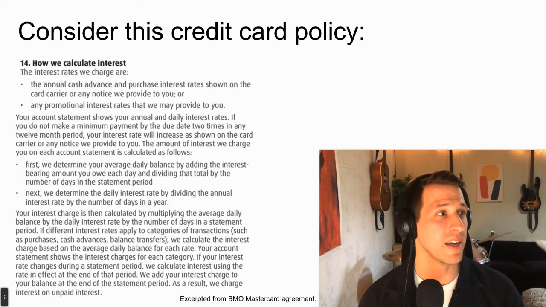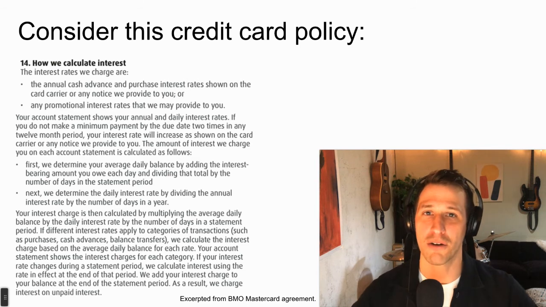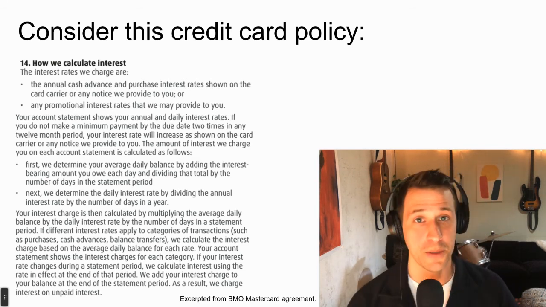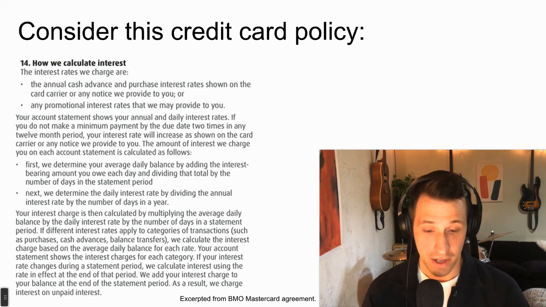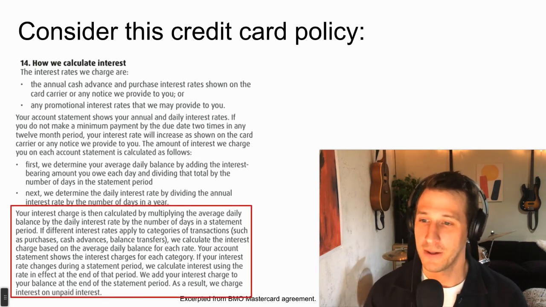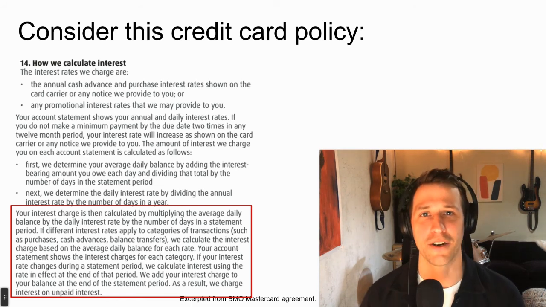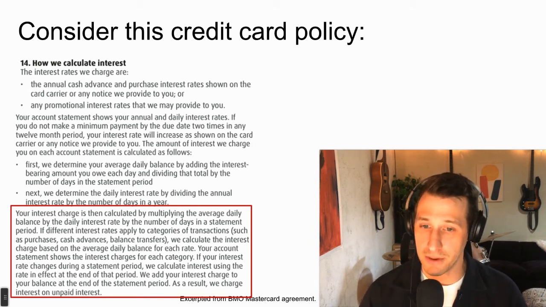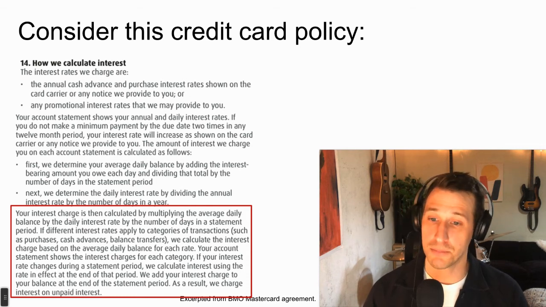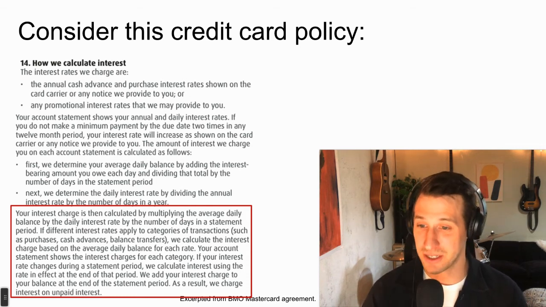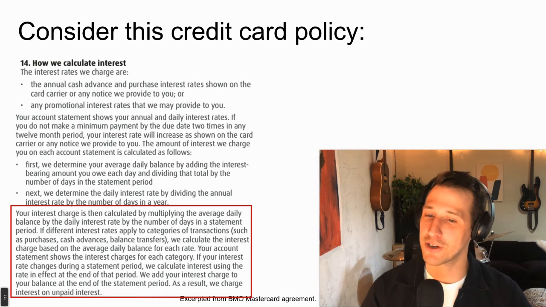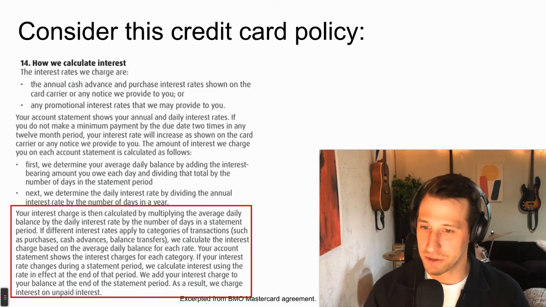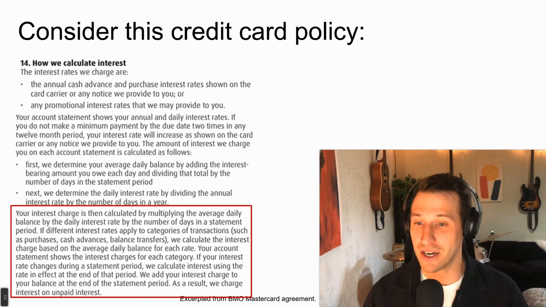So I was thinking about what's something I've come across lately which I would call a rich text. And I thought about my credit card policy. To be honest, I haven't gone too deep in here. I don't know if you have. So I started reading through here and I focused on this part. How is my interest calculated on my credit card if I don't pay it? It says, my interest charge is then calculated by multiplying the average daily balance by the daily interest rate by the number of days in a statement period. If different interest rates apply to categories of transactions such as purchases, cash advances, balance transfers, we calculate the interest charge based on the average daily balance for each rate. Your account statement shows the interest charges for each category, etc., etc.